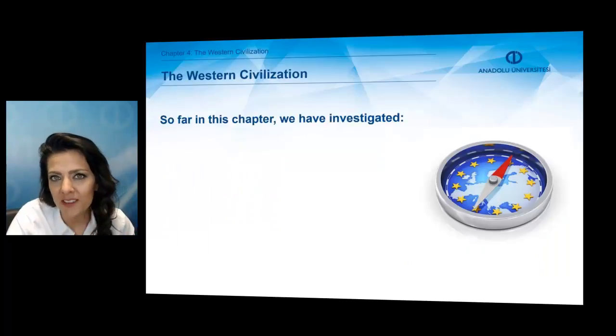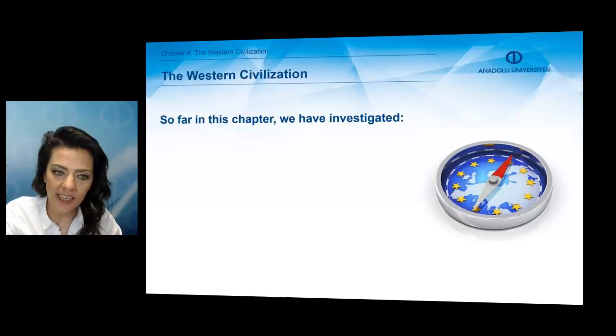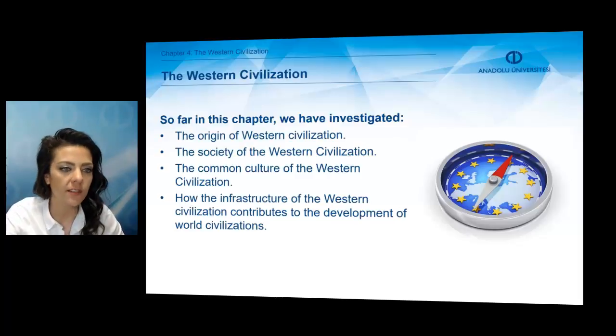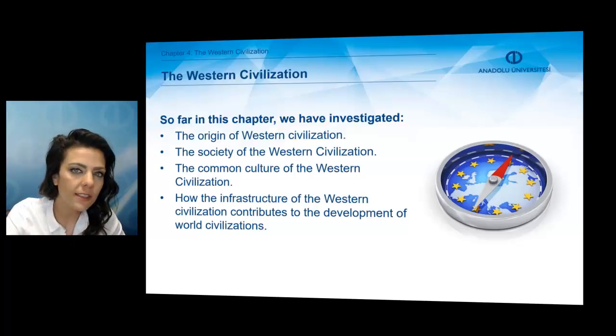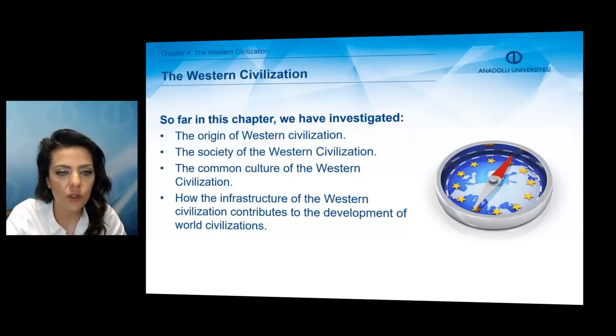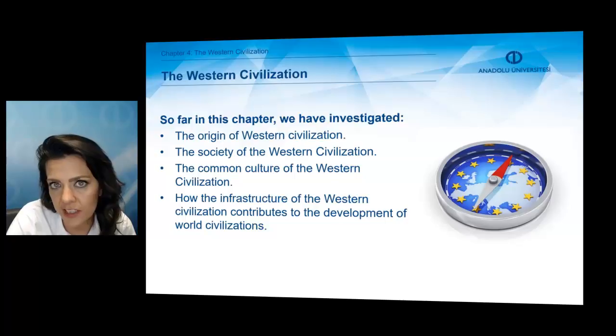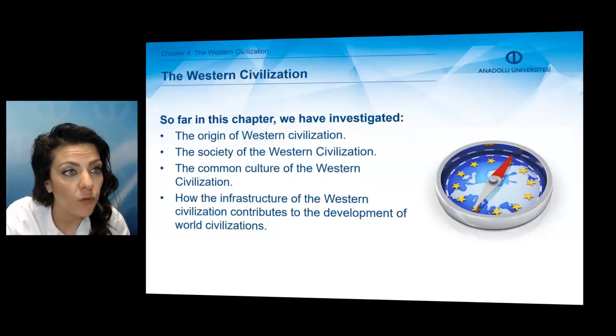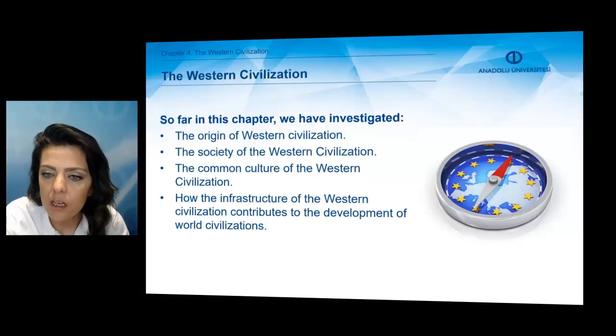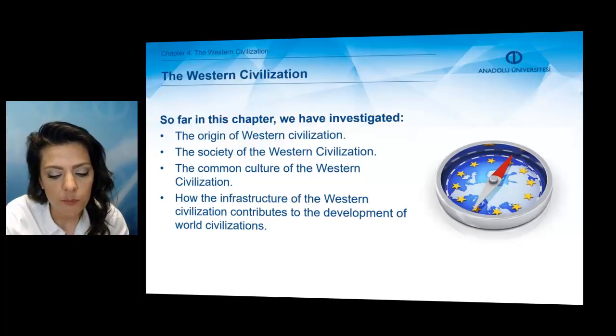So far in this chapter, what have we done? We have investigated the origin of Western civilization, the society of Western civilization with its many elements, the common culture of Western civilization, and how the infrastructure of Western civilization contributes to the development of world civilizations. And I again suggest you go through chapter 4 on Western civilization, because it includes many things that you need to look into in detail.